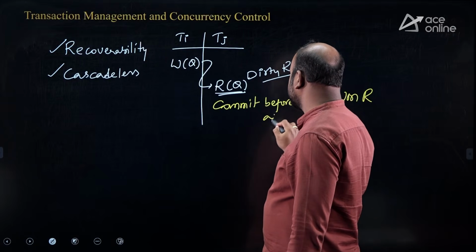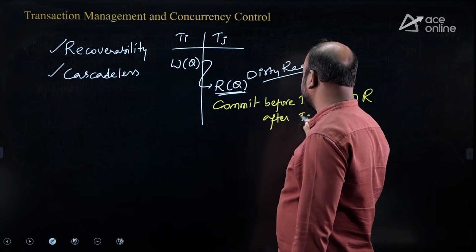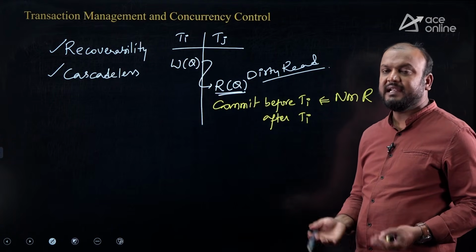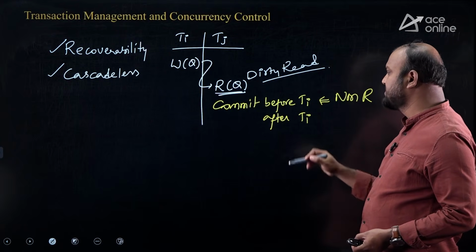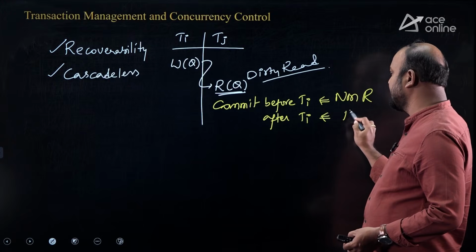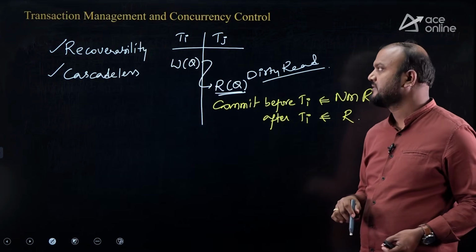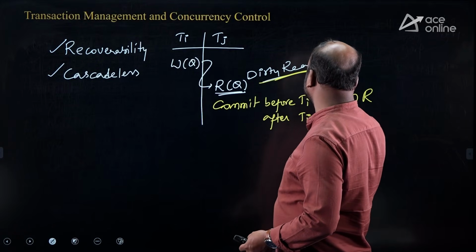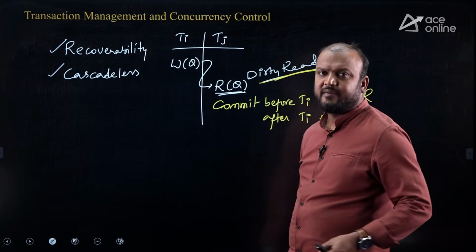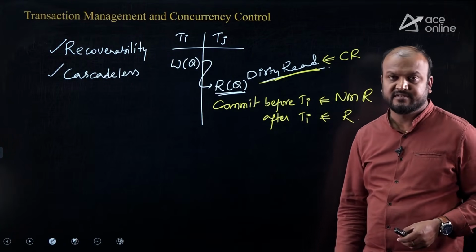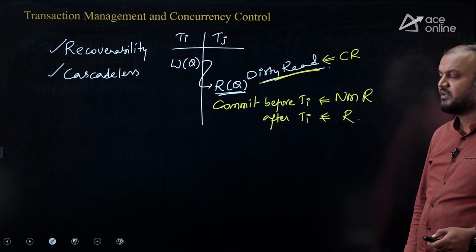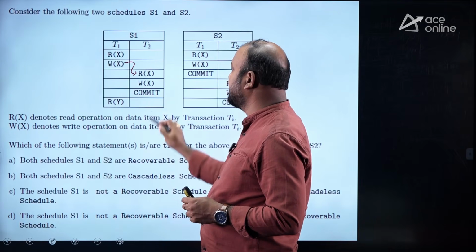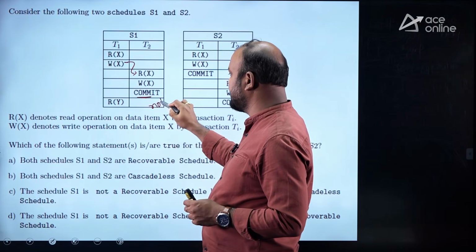If J commits after I, because J depends on I, let I commit first, later J should commit. If J commits after I, then it is called a recoverable schedule. This point you have to focus on. And if there is a dependency, meaning if there is a dirty read, we have a problem of cascading rollbacks. Based on this point, we have discussed multiple questions and that could be easy to understand. Here it is a dirty read, simple, and J committed before I, so it is not recoverable.